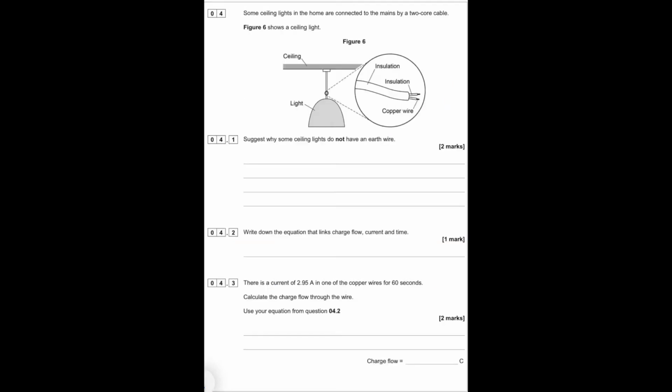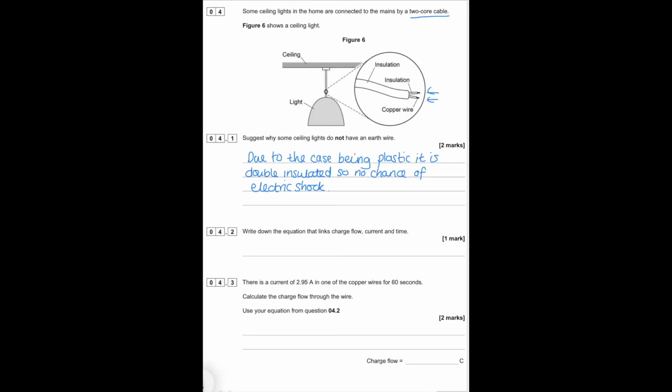Some ceiling lights in the home are connected to the mains by a 2-core cable. Figure 6 shows a ceiling light. So we can see here only 2 cables. Suggest why some ceiling lights do not have an earth wire. Due to the case being made of plastic, that means it's double insulated, so there is no chance of an electric shock. Write then the equation that links charge flow to current and time.